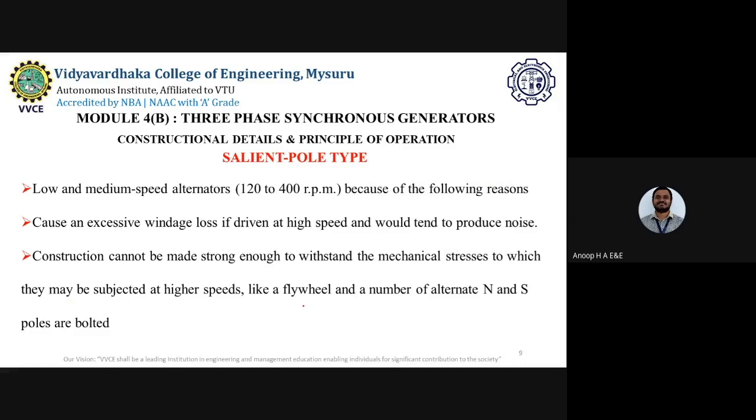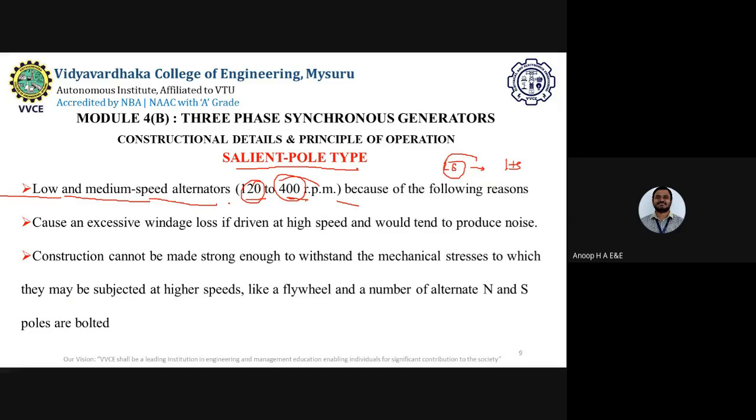Coming to the types of rotor, you know that the synchronous machine generally has different ranges of speed. Either low speed, or I'll be going for high speed. When I'm talking about the low speed arrangement, I'll be going for the salient pole type arrangement. Why do I generally use it? I'll be using it based on the application, that is, the low speed and medium speed alternators, with 120 to 400 RPM, because of the low speeds produced in the alternator or three-phase synchronous generator.